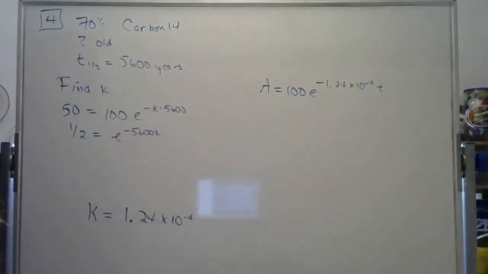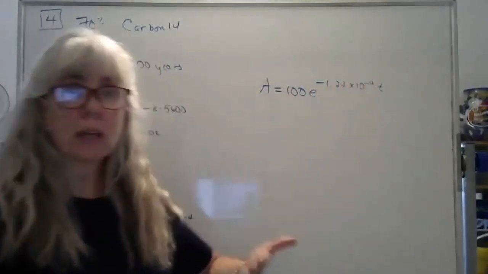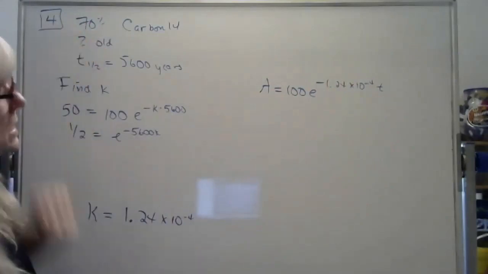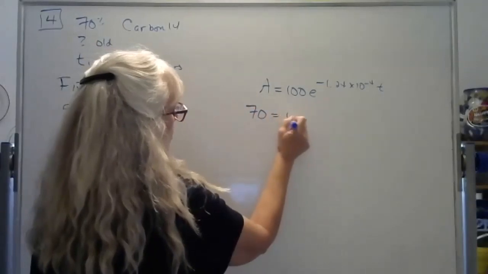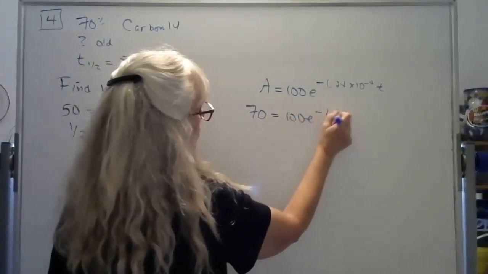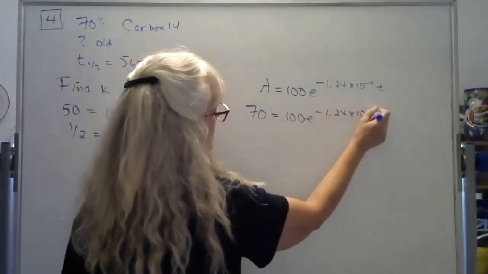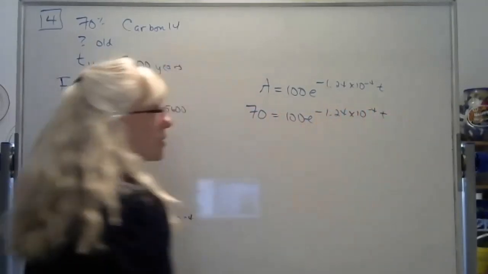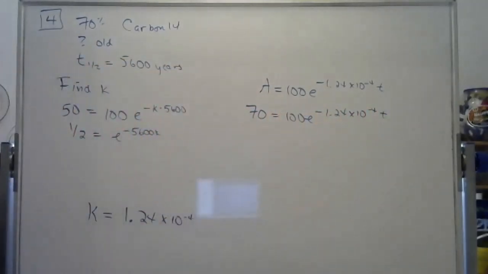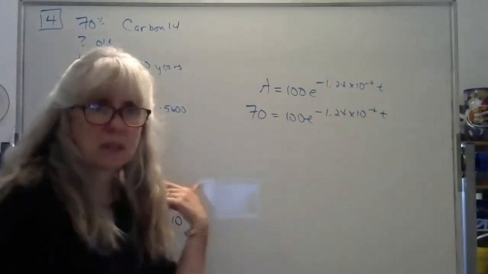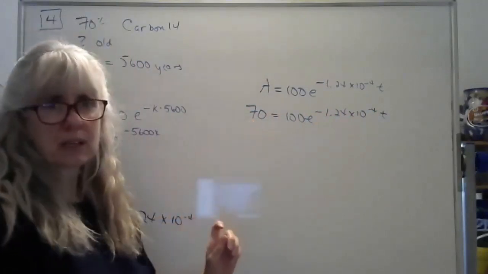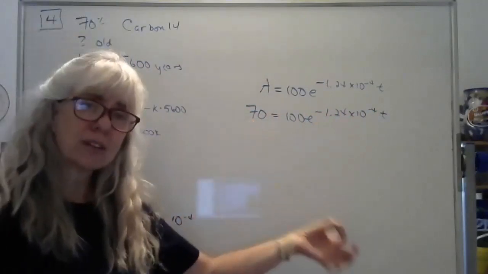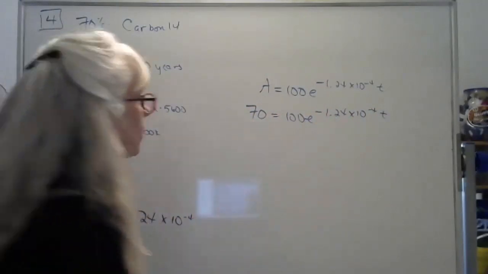Okay, so this time, instead of giving me a time, I'm looking for the time. We've got 70% of our carbon-14. So we're going to let 70 equal 100e to the negative 1.24 times 10 to the negative 4 times t. And now we've got to go solve it for t. So you do have to read these problems carefully. I keep double checking to make sure I read it correctly. So it still has 70% versus having lost 70%. So be careful with the reading, though.